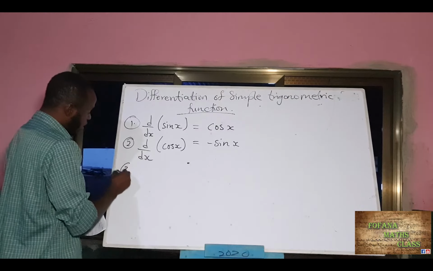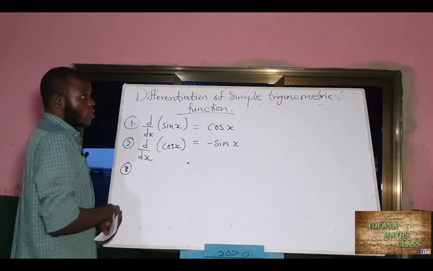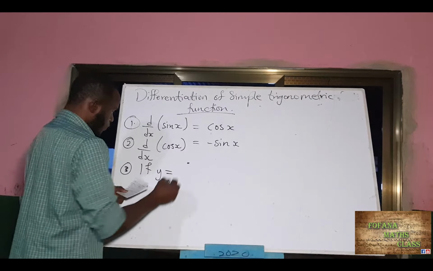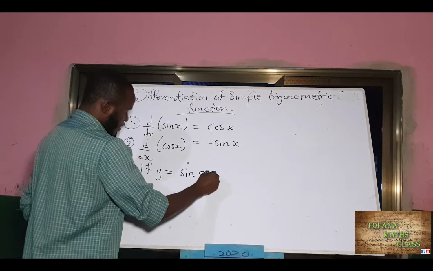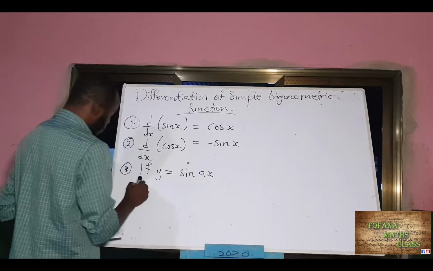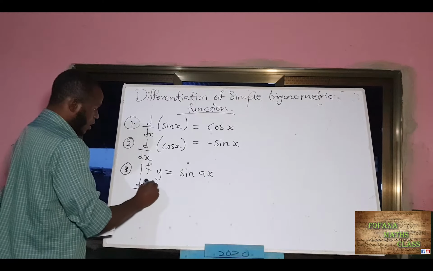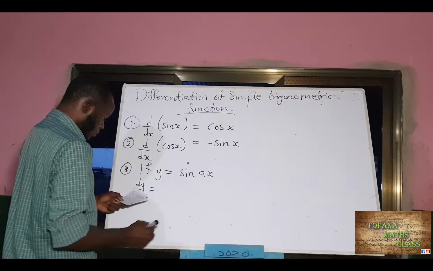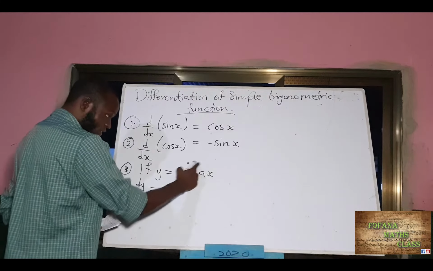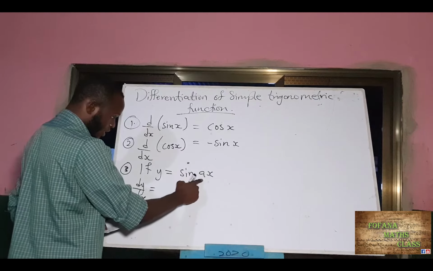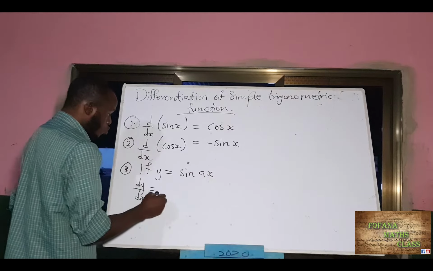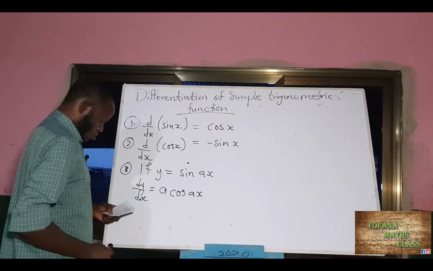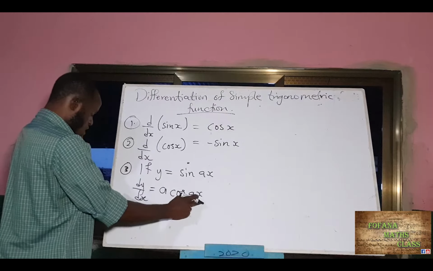Now the third one is a little bit cumbersome as compared with these. If you have y equal to sine ax, when you differentiate this, the differential coefficient of sine ax will be equal to a, where a is a constant. So you differentiate that function, and you have it to be a cos ax.